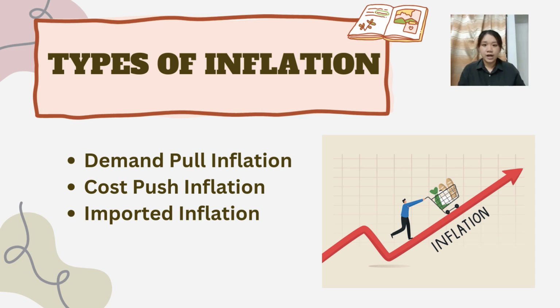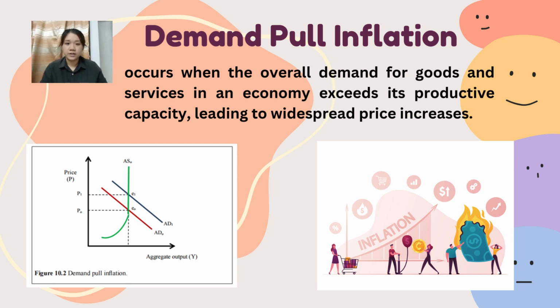Types of inflation. There are 3 types of inflation, which are demand pull, cost push, and import inflation. The first is demand pull inflation. Demand pull inflation occurs when the overall demand for goods and services in an economy exceeds its productive capacity, leading to widespread price increases. This type of inflation can be triggered by factors such as increased consumer spending, expansive fiscal policy, lower interest rate from central bank, and rising export.